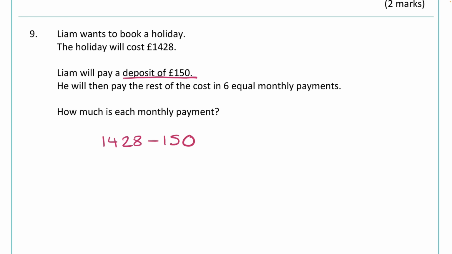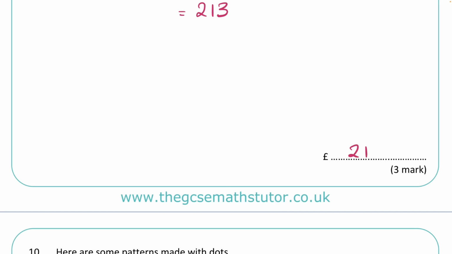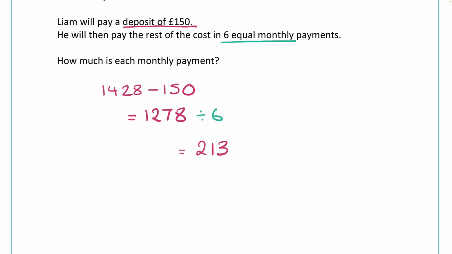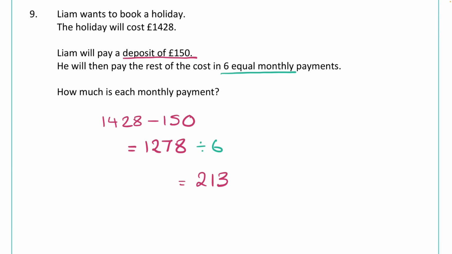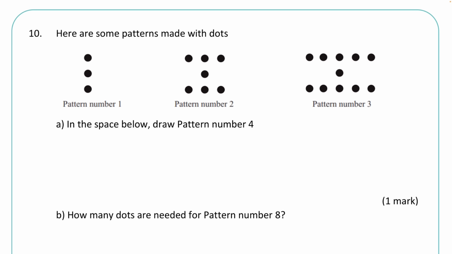So before we figure out how much he'll pay per month, we need to take away the deposit. Again, we are using a calculator, so we'll just type that in, 1428, take away 150, and that is equal to 1,278. As he's going to pay this over 6 equal monthly payments, we'll divide that by 6, which will split that into 6 equal parts, and that comes out as 213. So that's in pounds, so we'll check the dotted line, it's got the pound sign on, so 213. And there we go, there's our final answer, looking at this concept of paying a deposit and then splitting the rest into monthly payments.